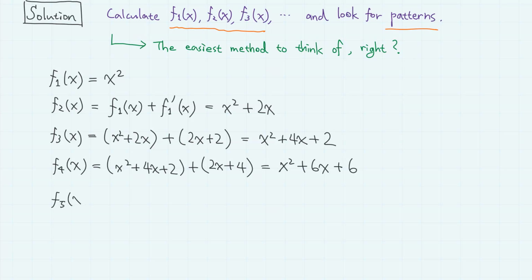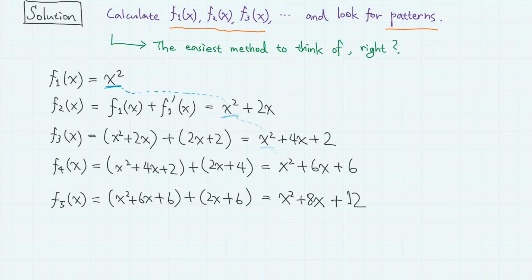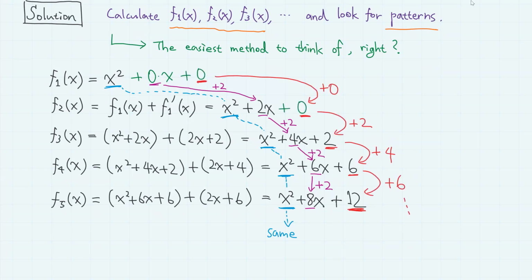And let's actually calculate one more just for good measure, which gives x squared plus 6x plus 6 plus the derivative 2x plus 6, so x squared plus 8x plus 12. And perhaps you have noticed some patterns at this point. As you can see, the coefficient of x squared remains as 1. The coefficient of x increases by 2 every time. And the constant term increases by 0, 2, 4, 6, and so on.